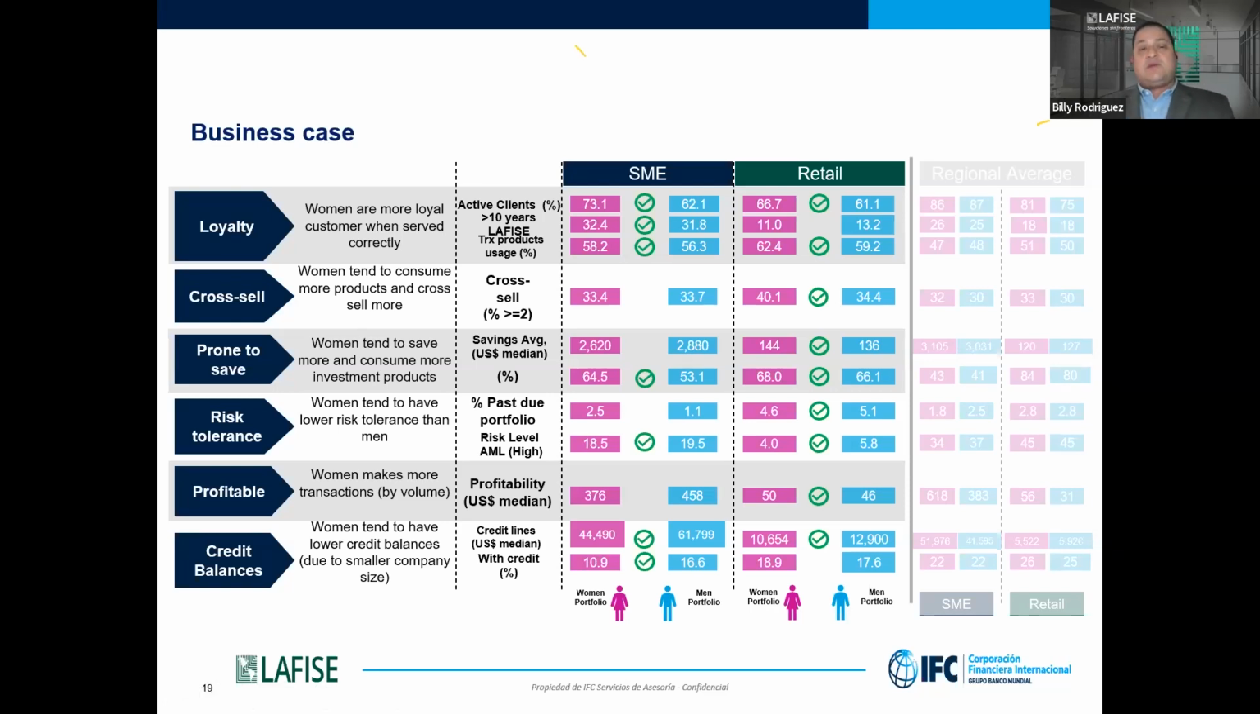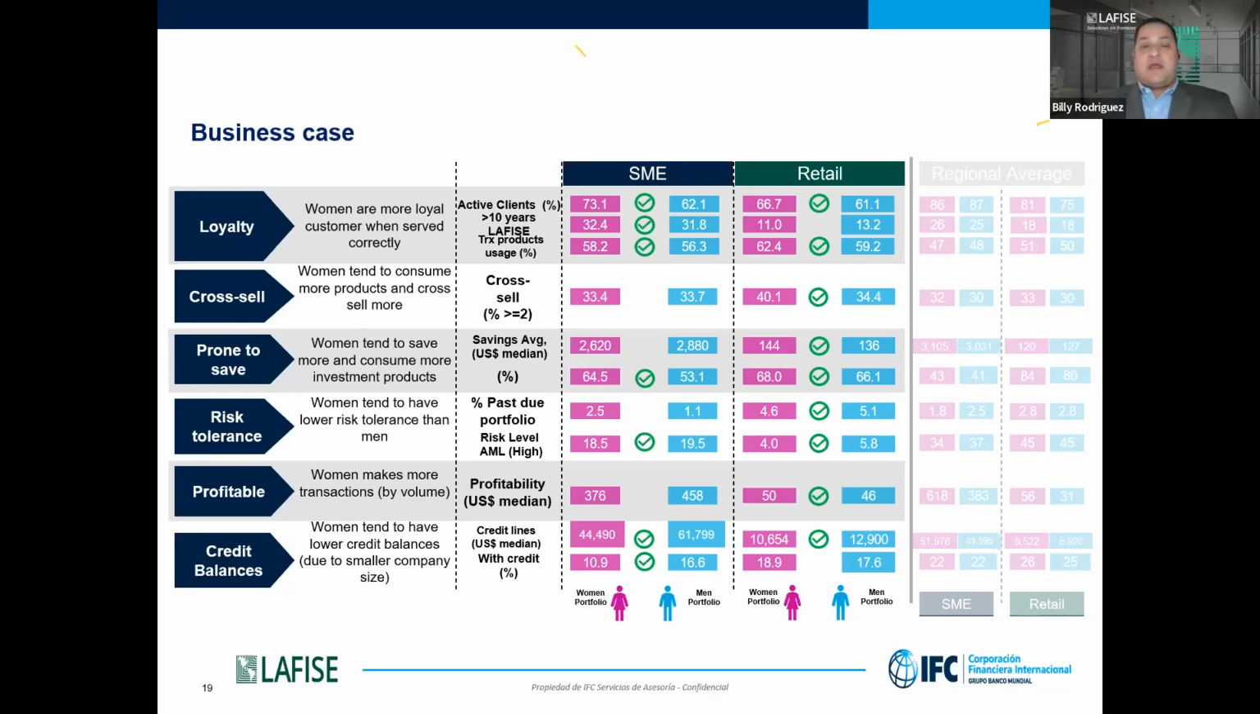Risk tolerance, they tend to have lower risk tolerance than men. On the past due portfolio, they're a little higher, but like I said, we have to really dig in, because a lot of this data was challenging to capture. And on the AML level, they're slightly lower.